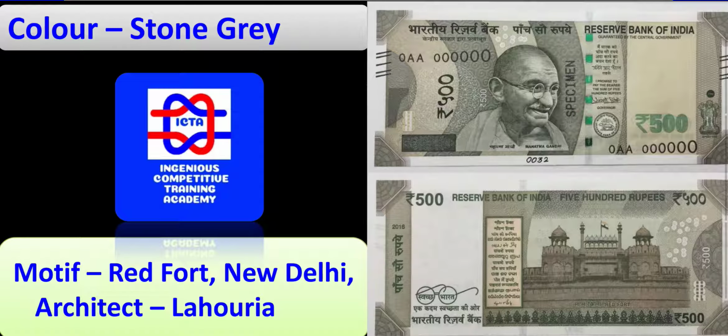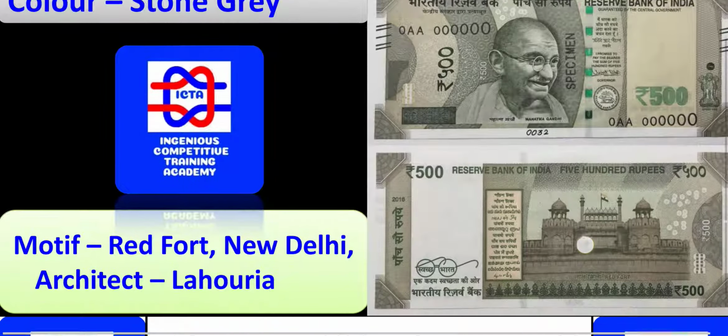When it comes to the 500 rupees note, this is the next note we have here. In this 500 rupees note, the color looks like stone grey, and the motif of the currency note is Red Fort, New Delhi, and the architect we should remember, Lauria. He is Muhammad Lauria, who is also the architect of Taj Mahal. And we should remember the Taj Mahal as well as Red Fort was built by whom? That is Shah Jahan, who is also known as Khurram Khan. So this is what exactly the motif of 500 rupees note.